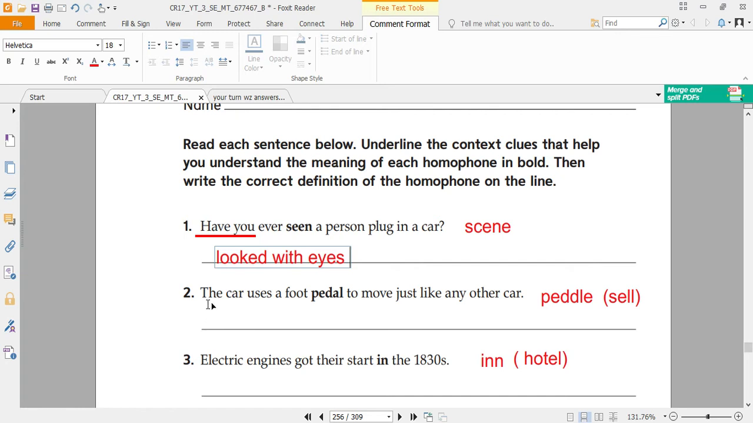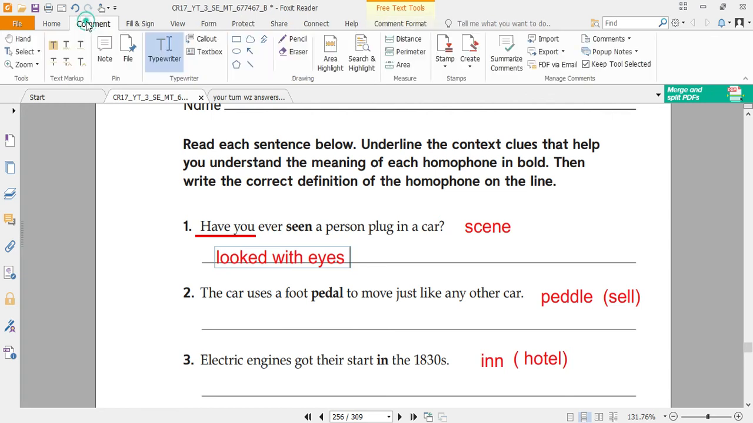Number 2, the car uses a foot pedal to move just like any other car. Here we have two words with the same pronunciation, pedal. The first one, P-E-D-A-L, the one in the sentence here, and the second one with a different spelling, P-E-double-D-L-E. So here, the word that I circled, pedal, means a part in a car. We use it for moving the car. We use it with your legs to move the car or stop it. And the second word, peddle, means to sell ideas or sell products.